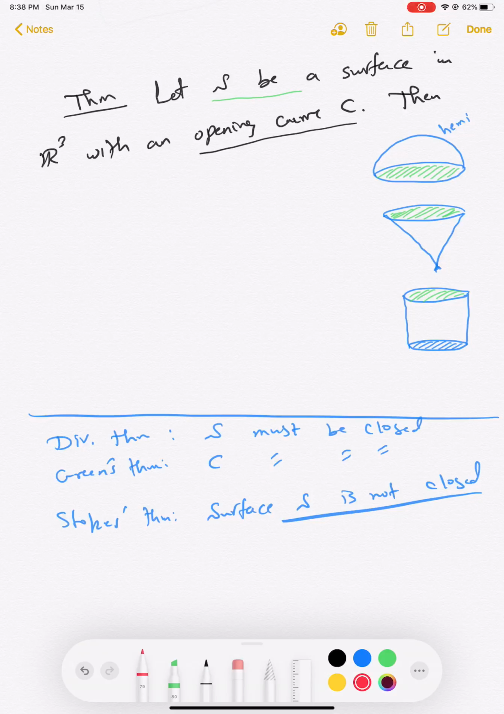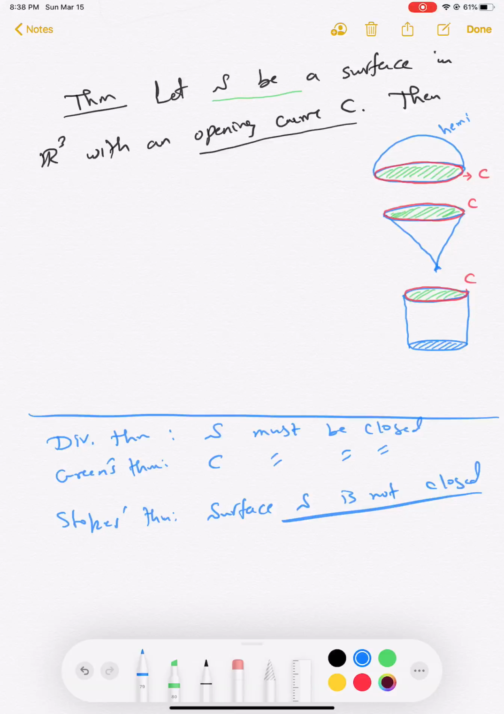You say, okay, my surface is open from this area. So in this case, this is where your surface is open. This is called the opening curve C.